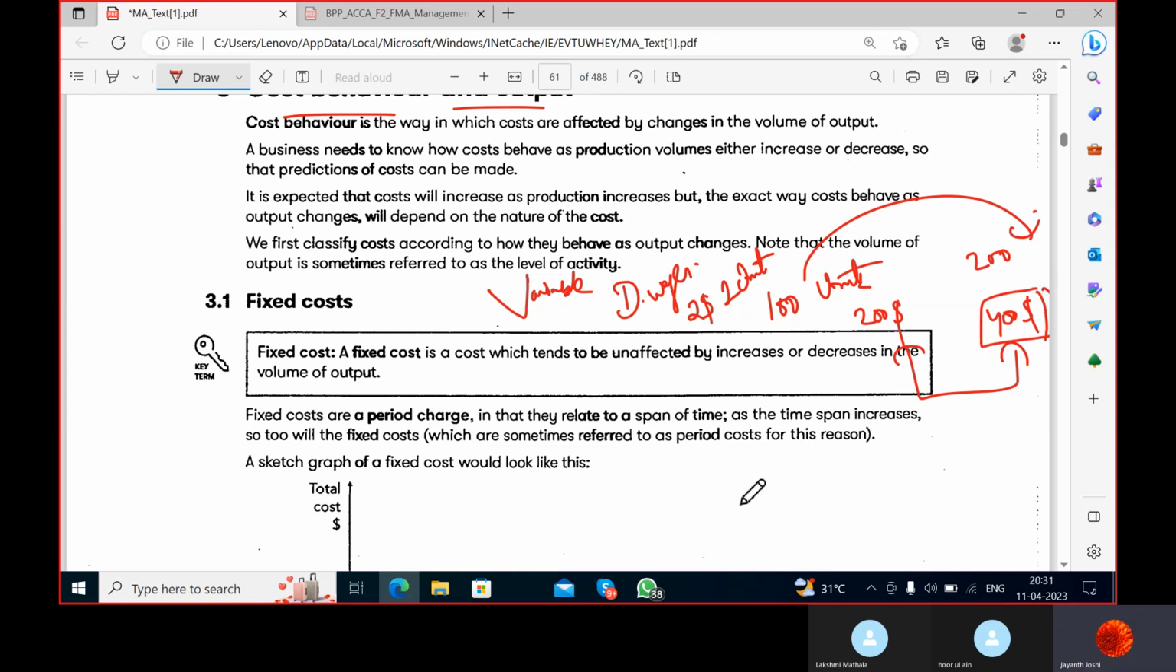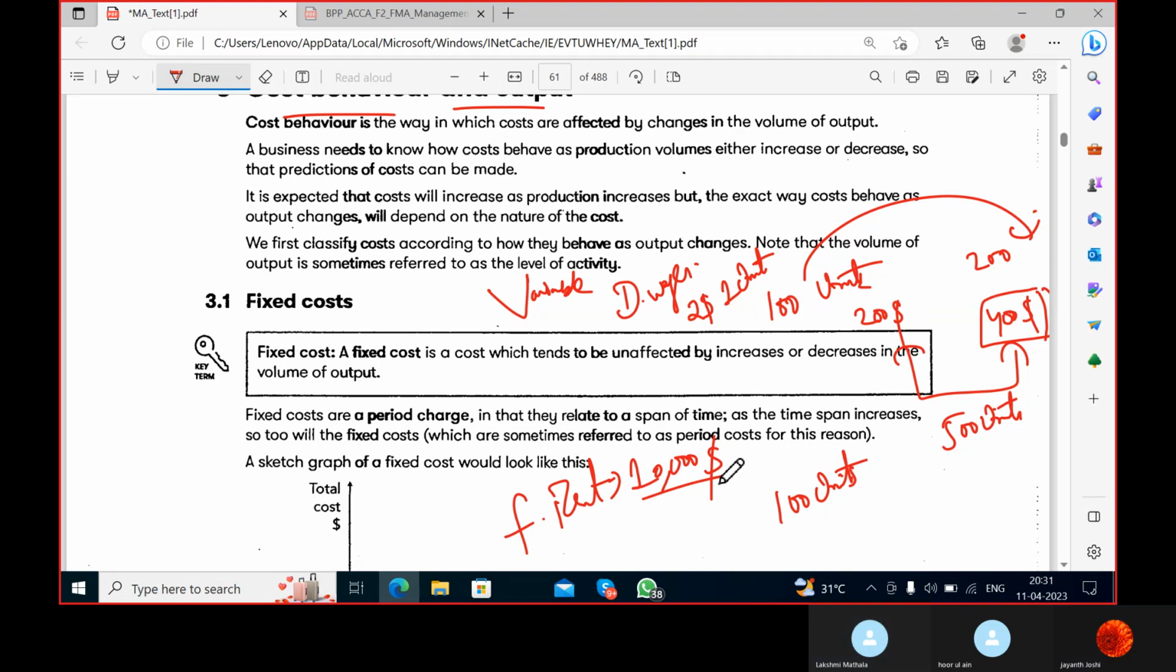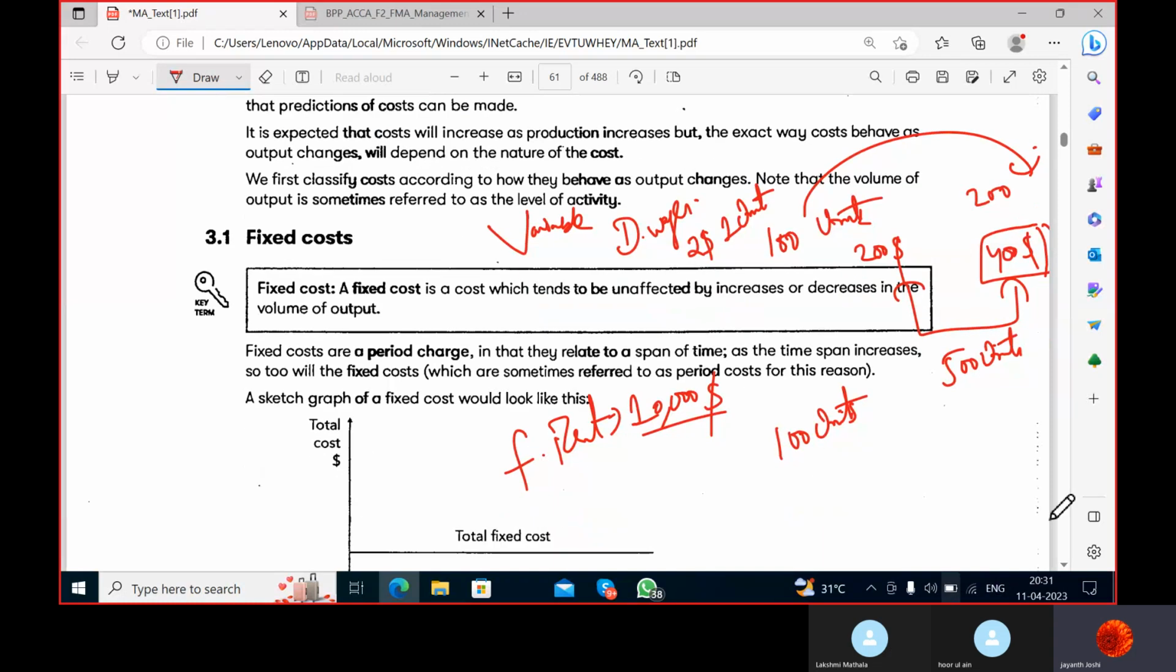But let's say you are making 100 units in the factory and the factory rent is $10,000. You are making 500 units now. Do you think you'll pay extra rent or you'll pay the same $10,000? We'll pay the same $10,000. Why? Because rent won't change. If you produce more or less, you have to pay the rent, which is fixed. So rent is always a fixed cost which never increases or decreases with the level of activity, with high production or low production.